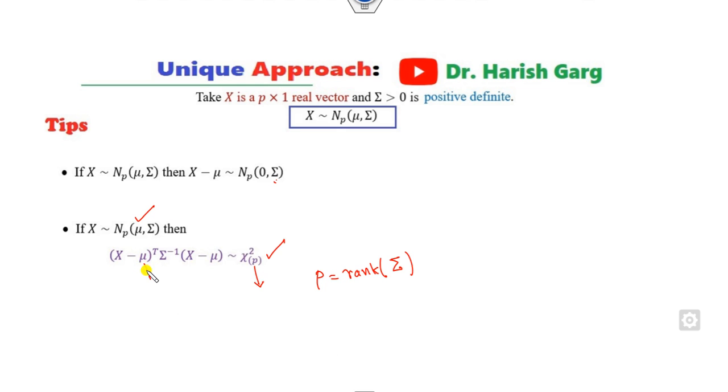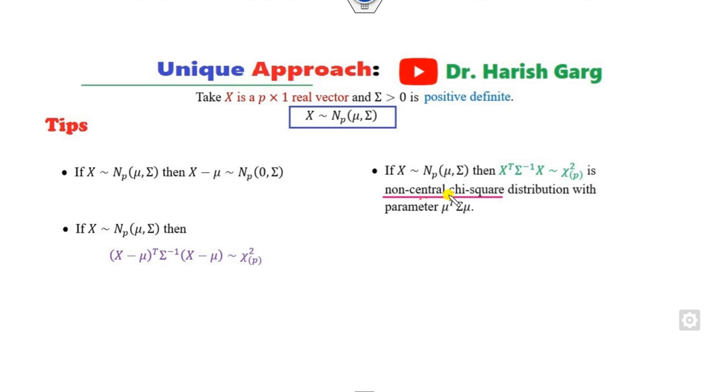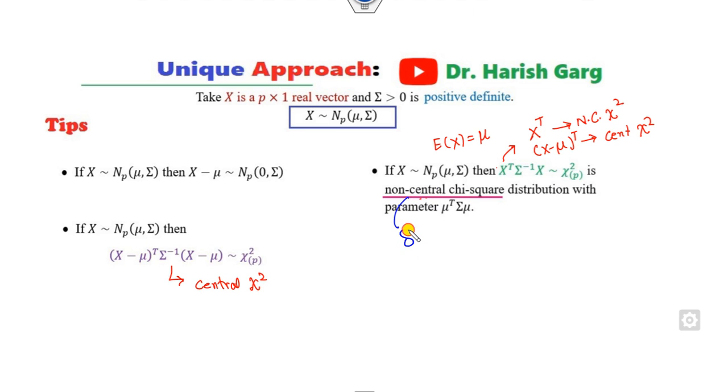If you do not use this mu, then we call it the non-central chi-square. Why? Because what is the mean of x? The mean of x is mu, and if you simply use x transpose sigma inverse x, then we call it a non-central chi-square. However, if we are using (x minus mu) transpose, where mu is the mean, then we call it the central chi-square. So basically this is my central chi-square distribution. Once it is a non-central chi-square, it has some parameter delta, which is called the non-centrality parameter, and this parameter is mu transpose sigma inverse mu.